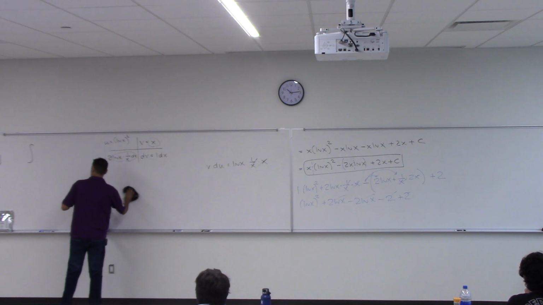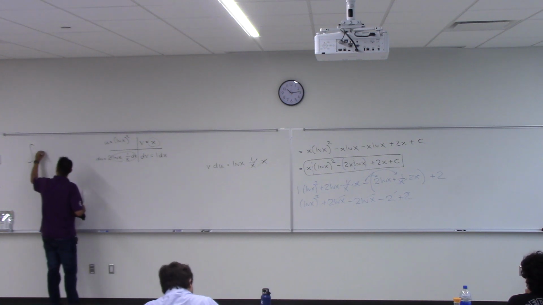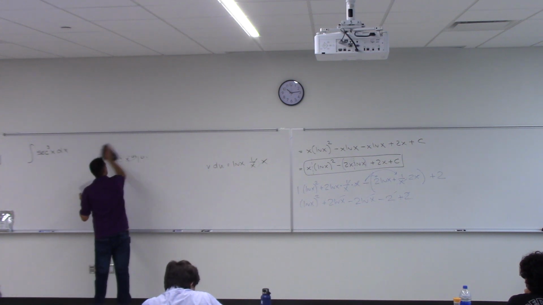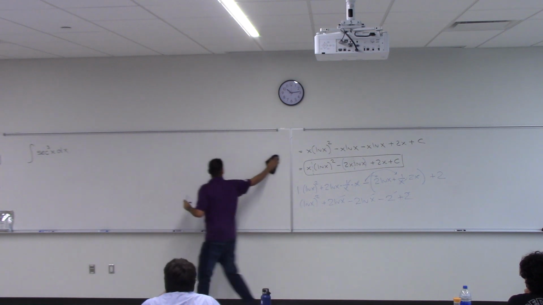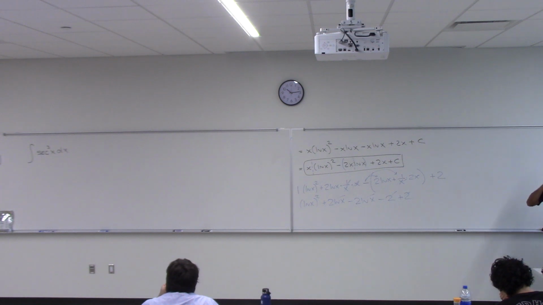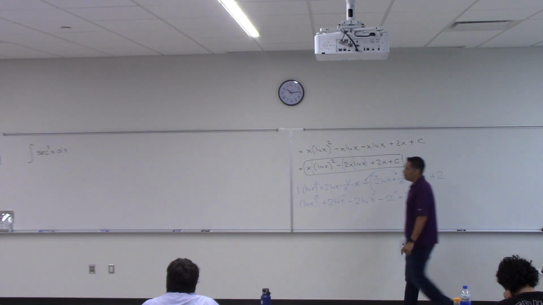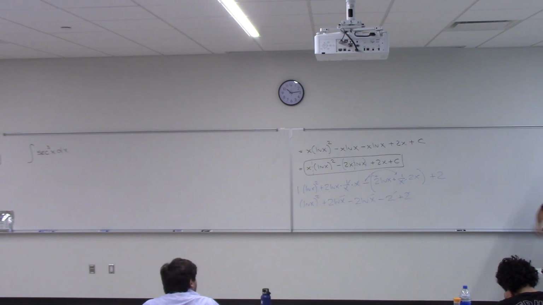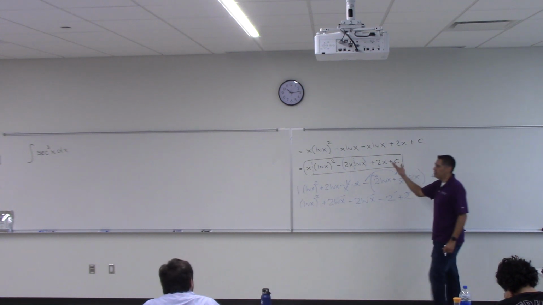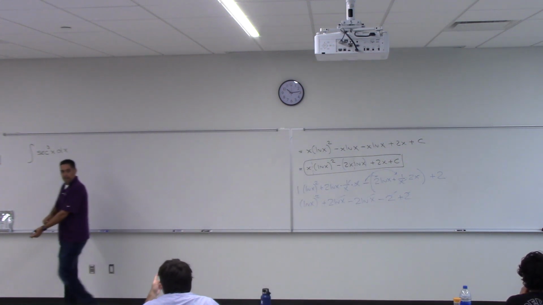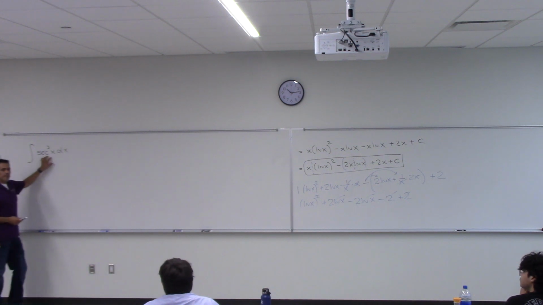But this one. Integral of secant cubed x dx. If it was secant squared, you'd be done, wouldn't you? Because the antiderivative of secant squared is tangent. But it's secant cubed. Is that the argument? It's secant cubed x, yep.